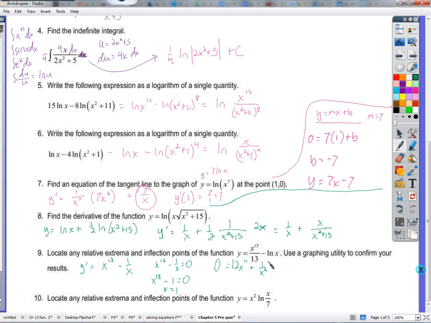I'm going to multiply through by x squared, so I'm going to distribute x squared, and on this side we get 0 equals 12x to the 13th plus 1. This seems crazy, but we're going to subtract 1 and get 12x to the 13th equals negative 1. We're going to divide by 12. x to the 13th is equal to negative 1 over 12. Take the 13th root of negative 1 over 12.